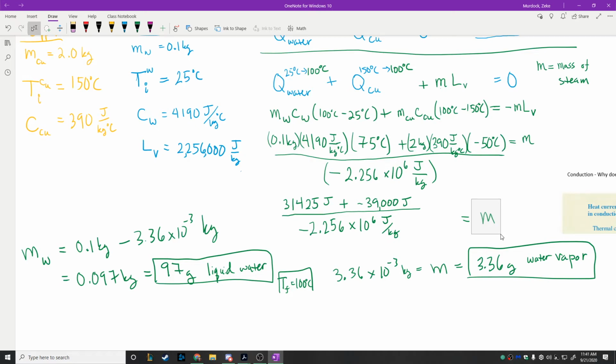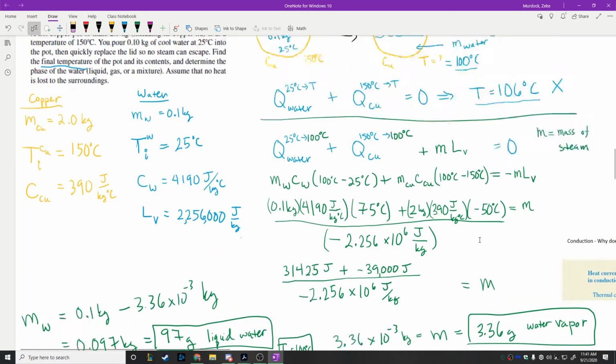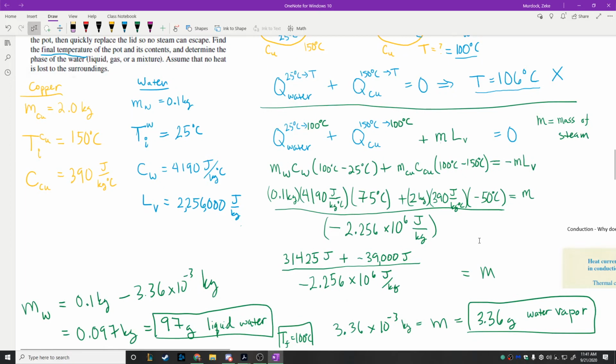Now, here's the next step. If we had been wrong about it being a mixture, if that assumption was wrong, what would have happened to this mass right here, do you think? Any guesses? Would it be negative mass? Or would it just be... I think the mass would just end up being bigger than this.